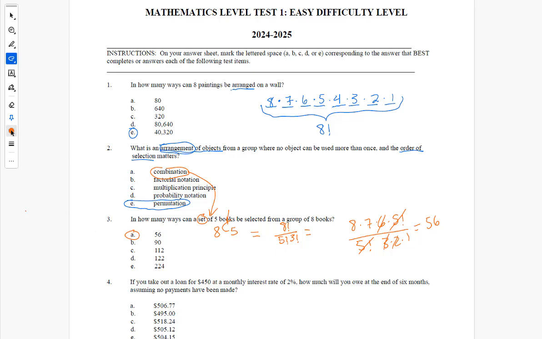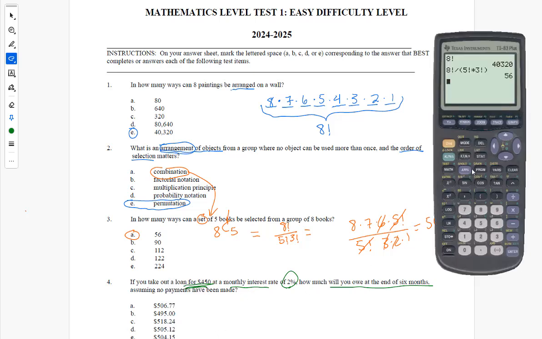All right, number 4. This one, we're going to take out a loan for $450 at a monthly interest rate of 2%. Whoa, that's kicking it. How much will you owe at the end of 6 months, assuming no payments have been made? So we're just going to have this 450 and it's going to grow at a monthly interest rate of 2% each month. That's crazy. So this is a calculator one, so let's clear what we did before.